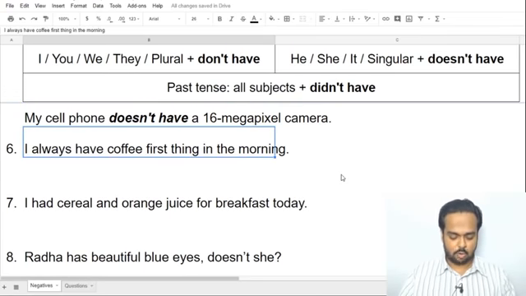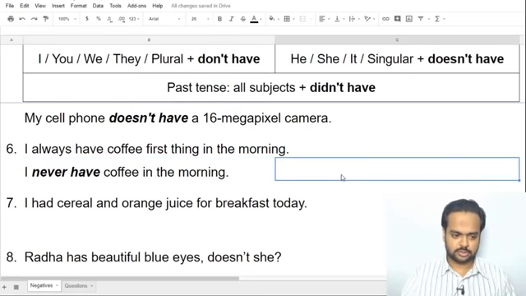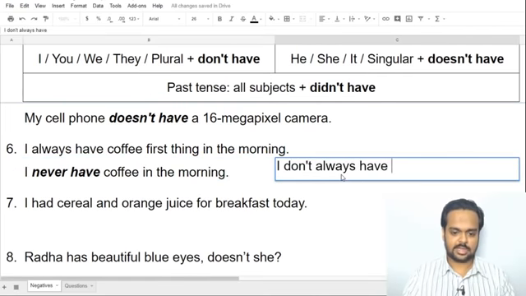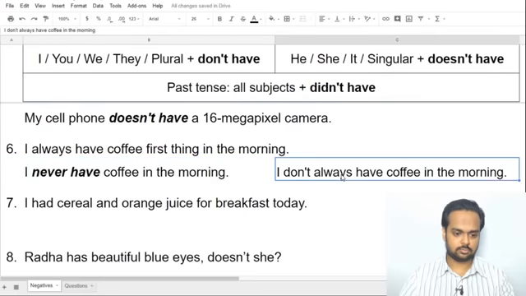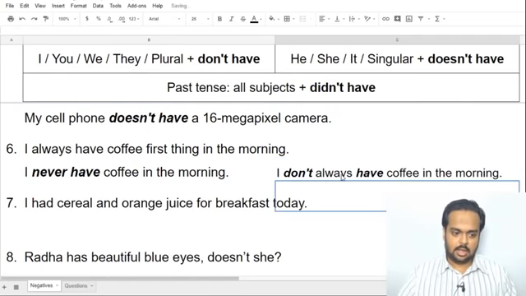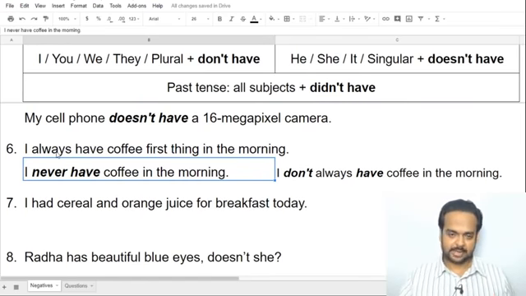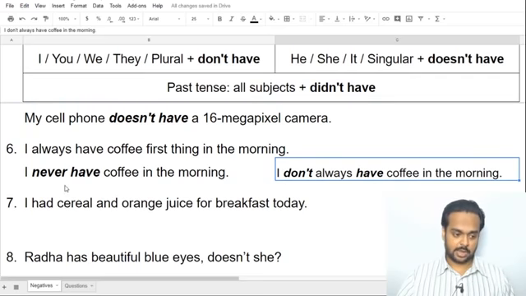I always have coffee in the morning. I never have coffee in the morning. Of course, you could say, I don't always have coffee in the morning. That is also correct. However, I've said I never have coffee in the morning because never is the opposite of always. So that sentence is a lot closer in meaning, I never have coffee, to the first sentence. So that's why I've said never, but if you want to say don't, perfectly okay.